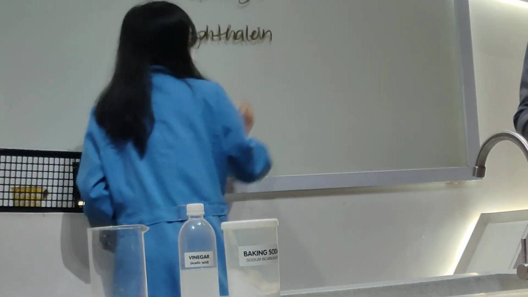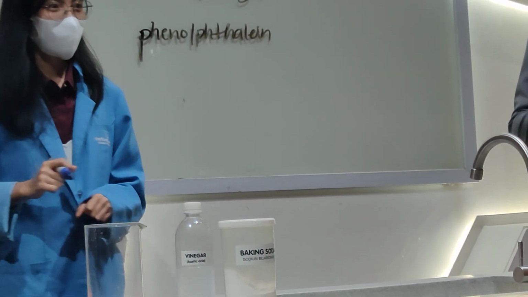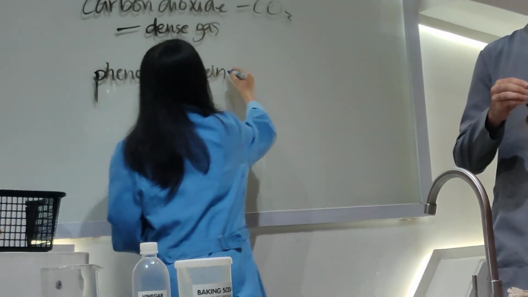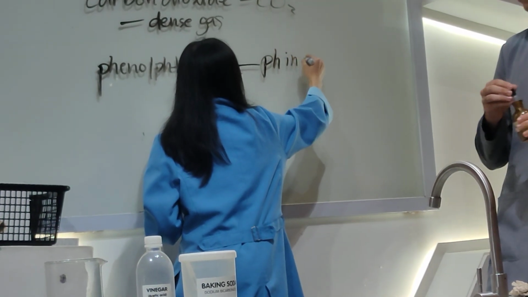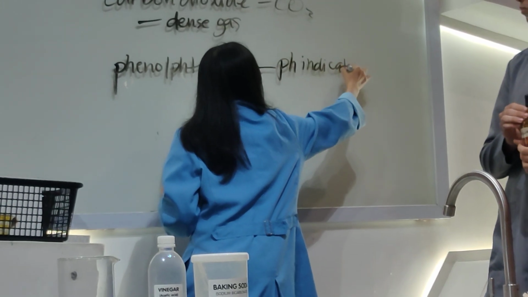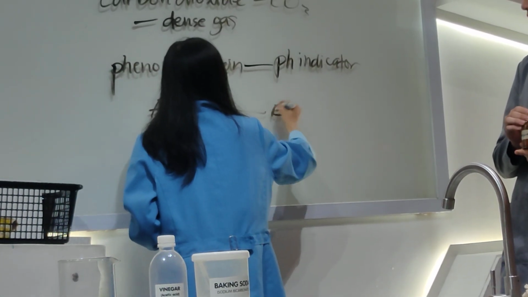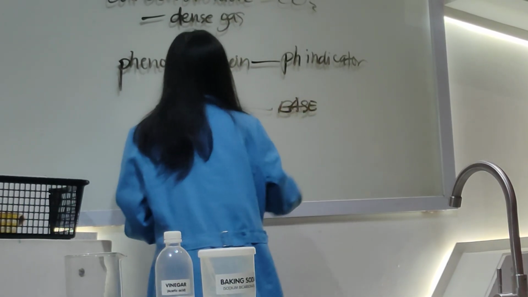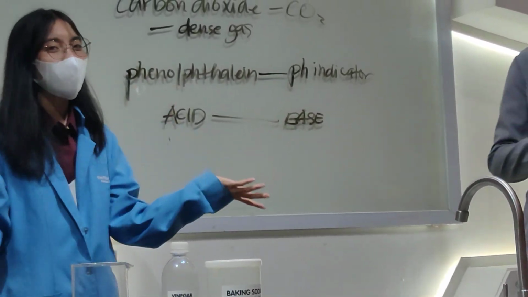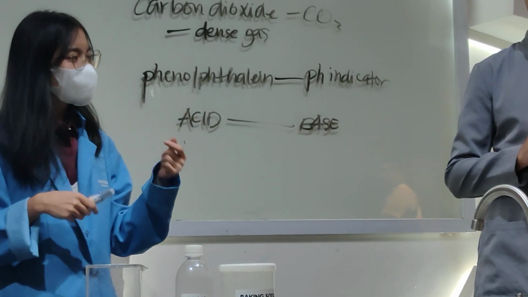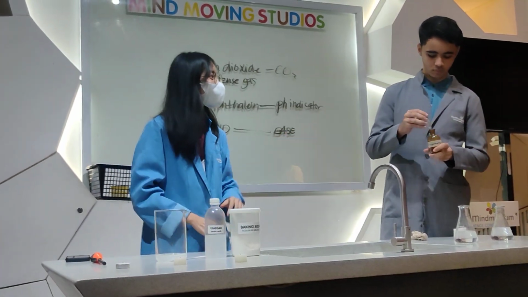Phenolphthalein. Are you familiar with phenolphthalein? Narinig niyo na yung phenolphthalein? Alright, okay. So phenolphthalein is a pH indicator, or mas kilala po siyang acid-base indicator. I'll tell you more about that later. But for now, phenolphthalein is a pH indicator, and it is also clear katulad ng water.